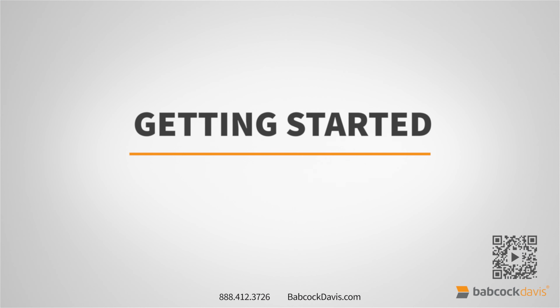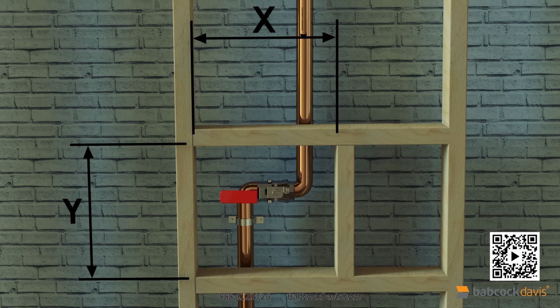Getting started. Begin by installing a framed opening at a specified location for your access door. The rough opening dimensions should be 1/4 larger than catalog size of door. For example, a 12 by 12 door should have a rough opening of 12 1/4 by 12 1/4.